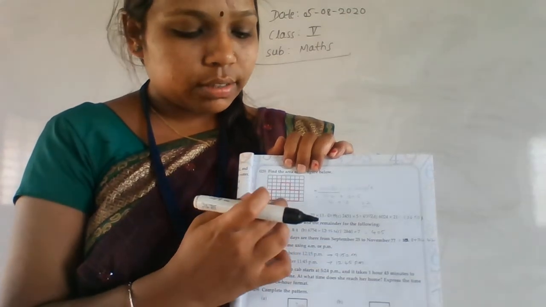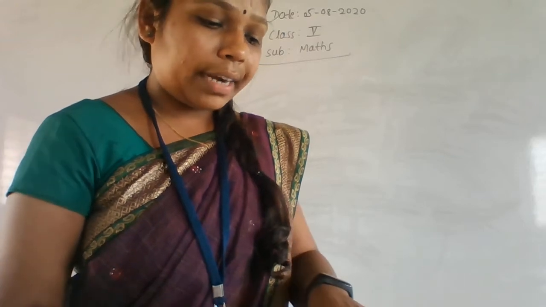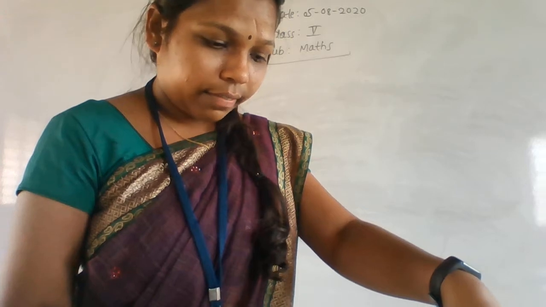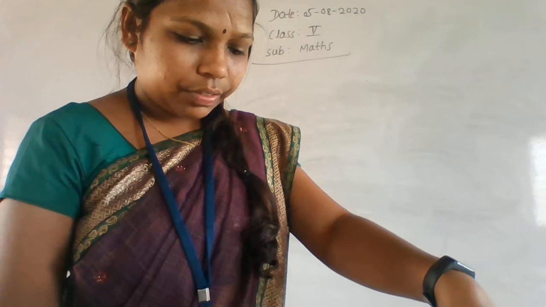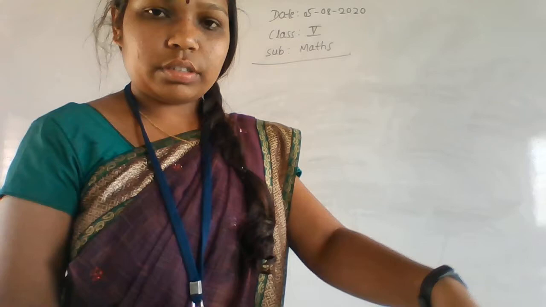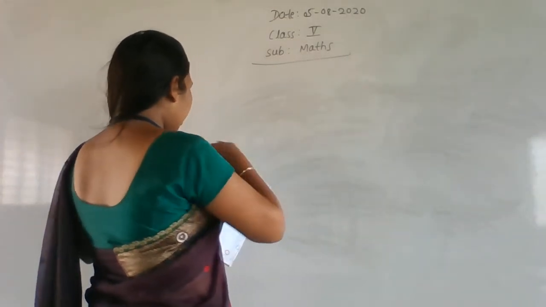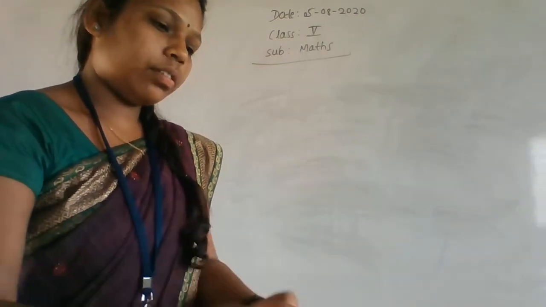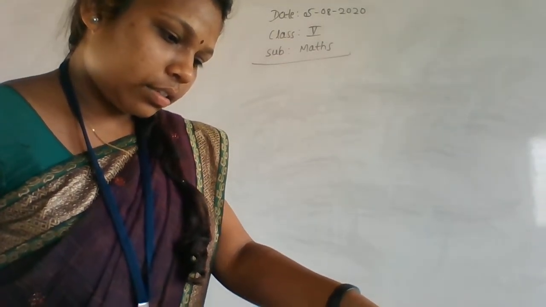How many small boxes are there? Count, everyone. You have to count: 1, 2, 3, 4, 5, 6, 7, 8, 9, 10, 11, 12, 13, 14, 15, 16, 17, 18, 19, 20, 21, 22. 22 are there. See here, 3, 3, 6, 7 rows are there, and again columns also 3, 3, 6, 8 are there.